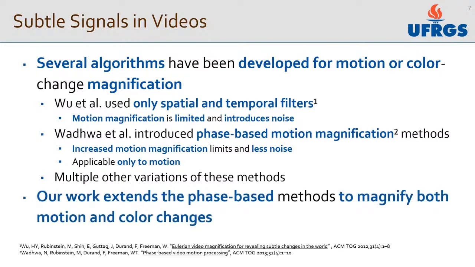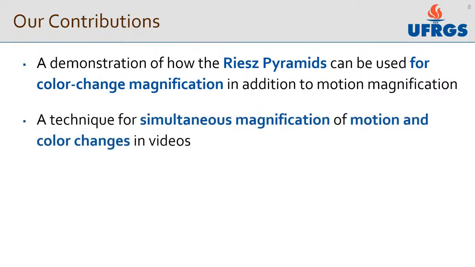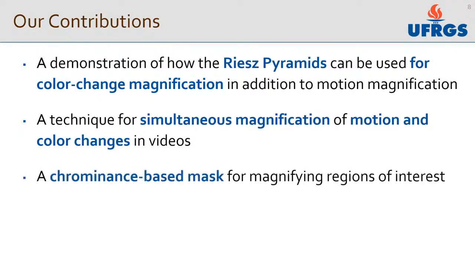Our technique fills this space by extending one of the motion magnification methods to also allow it to amplify color. Hence, in this work, we demonstrate how the RIES pyramids and image representation previously applied only to phase-based motion magnification can also be used to magnify color variations. This allows us to develop a technique that can magnify both color and motion simultaneously. Finally, we also introduce a mask based on the chrominance values of the pixels, which allows only regions of interest to be magnified.